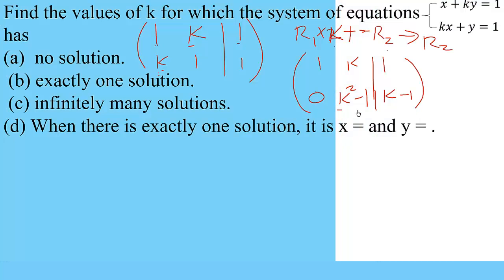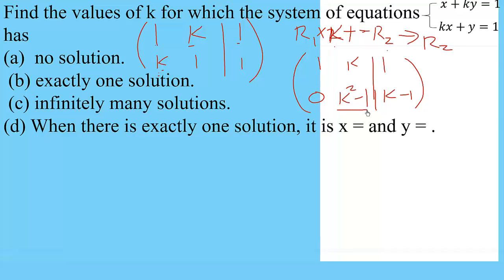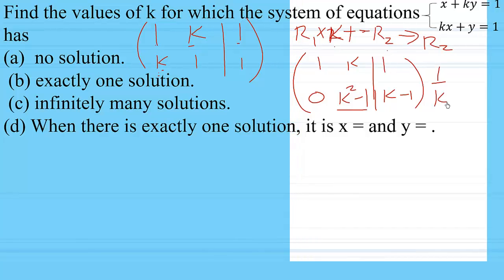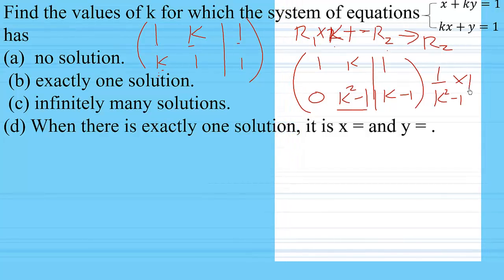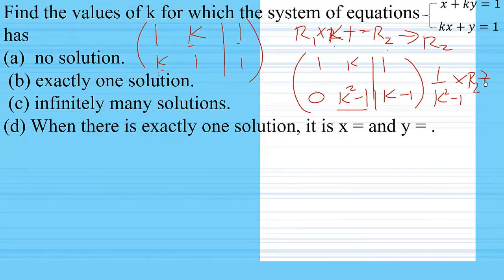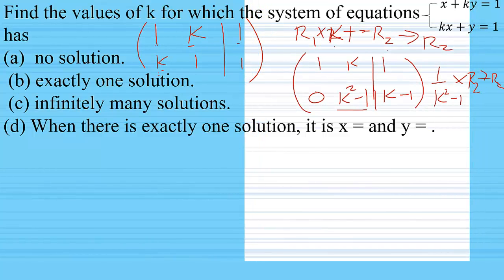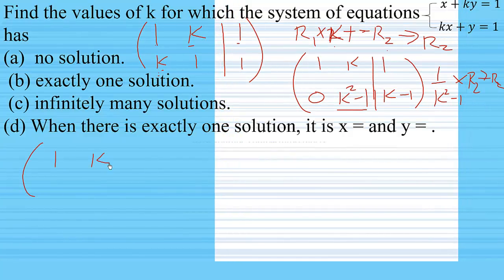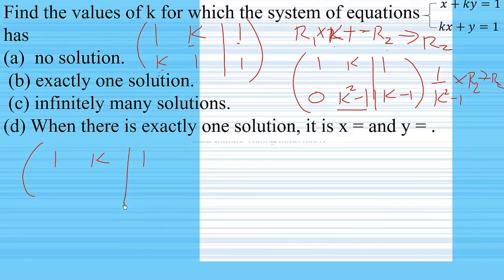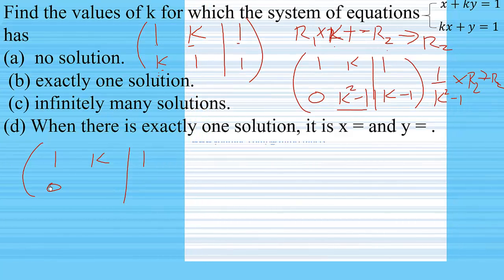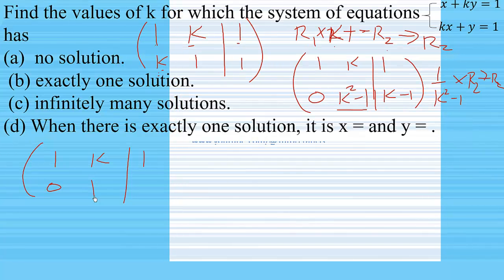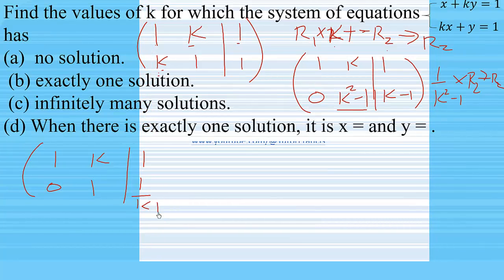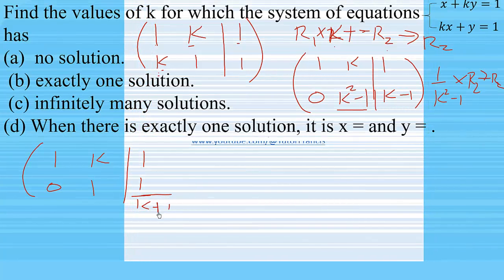Now we want to get a pivot 1 here, so we divide through by k squared minus 1. So 1 over k squared minus 1 times row 2 will take the position of row 2. When we do that, we are obtaining 1, k, 1, then we have 0, 1, then we're going to get k minus 1 over k squared minus 1, which will be 1 over k plus 1 because of difference of two squares there.